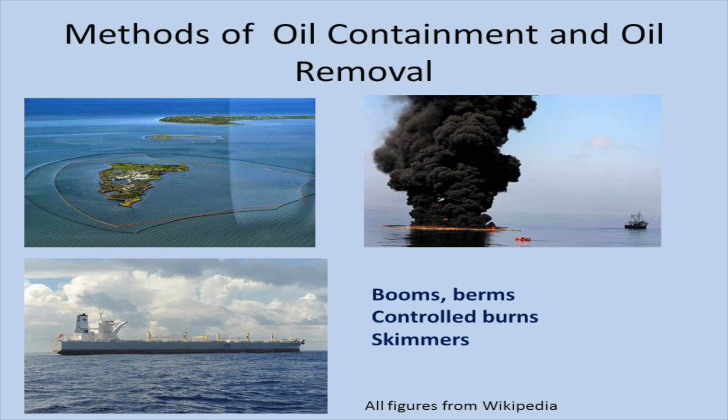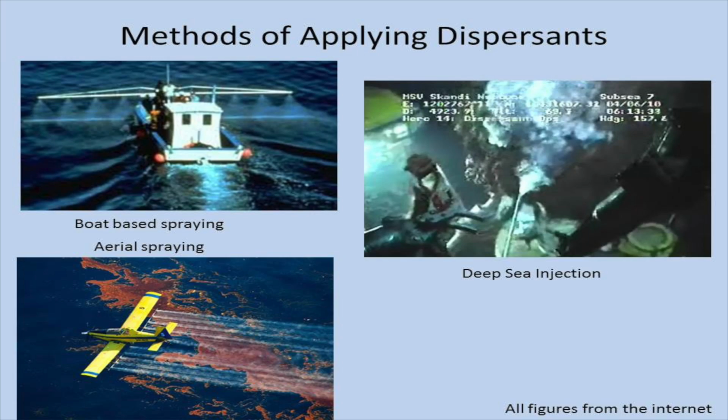It's kind of interesting that dispersants had a lot of use in the Deepwater Horizon incident, and this slide basically tells us that dispersants can be sprayed from boats, can be sprayed from planes. And this was the first time dispersants were used in a deep sea environment where they were actually injected at the site of the discharge.